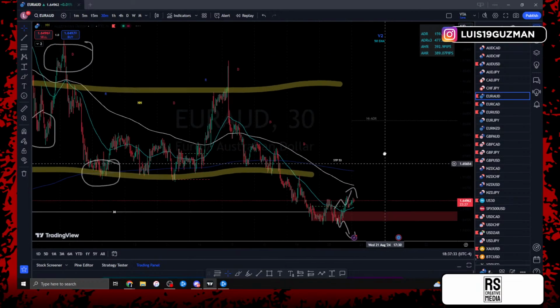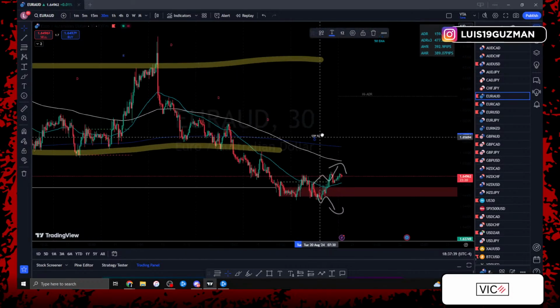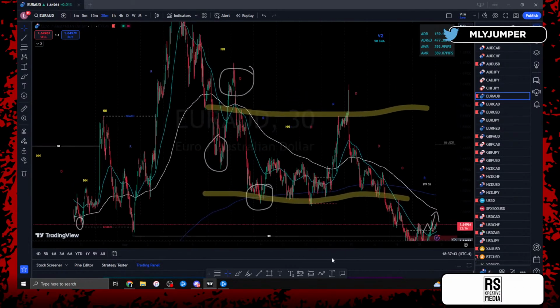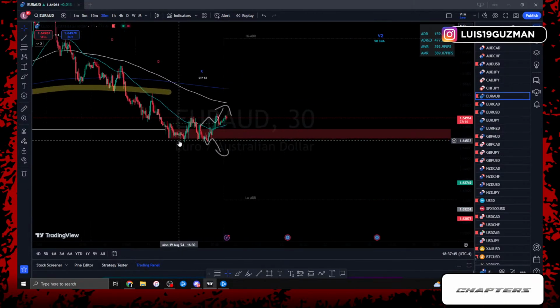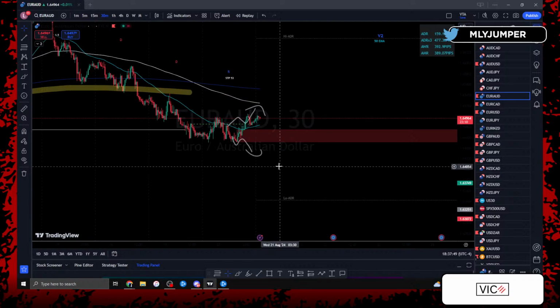Euro AUD, we had 3 days of drop. After 3 days of drop, market was choppy, and we ended up giving a slight rise. So market is moving exactly how we wanted it to. Our 30-minute lows that we're trading, right? We know we had this break. We pretty much are still trading between these lows down here.